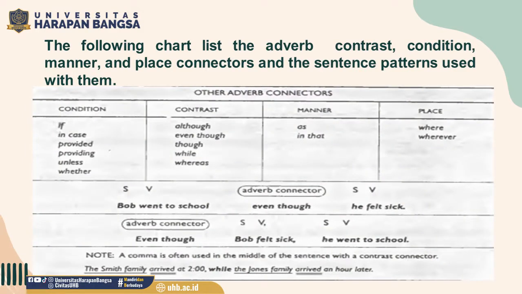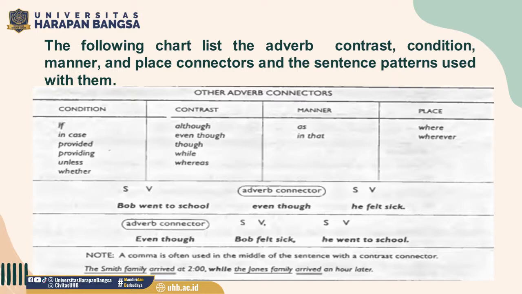The following chart lists the adverb contrast, condition, manner, and place connectors and the sentence pattern used with them. Look at this under other adverb connectors. Condition: if, in case, providing, unless, whether. Contrast: although, even though, while, whereas. Manner: as, in that. Place: where, wherever. For example, Bob went to school even though he felt sick. Bob is the subject, went is the verb, even though is the adverb connector, he is the subject, felt is the verb.